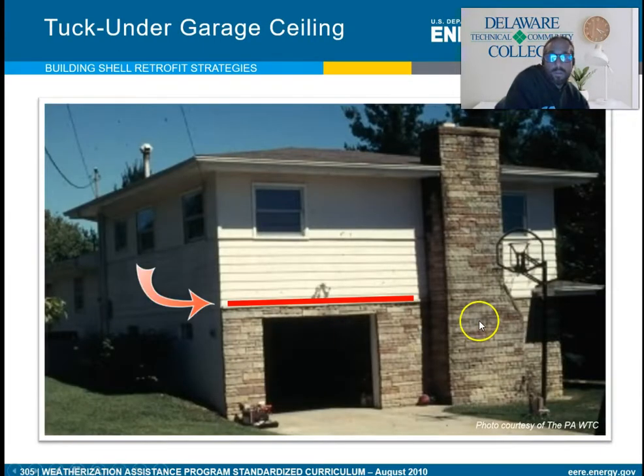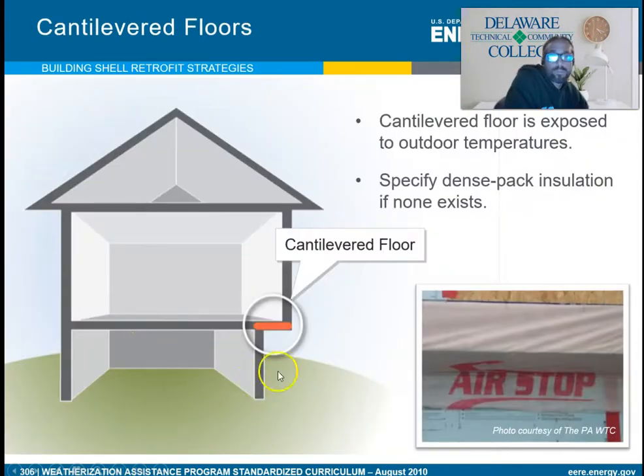Tuck under garages. So if you have a garage underneath living space, you want to make sure that's very tightly sealed, because people store chemicals in the garage. They park the car in the garage, which has toxic fumes. So it's really, really important that this is very tightly sealed. You also want to have it insulated above the garage as well.